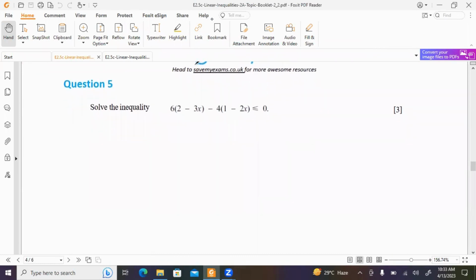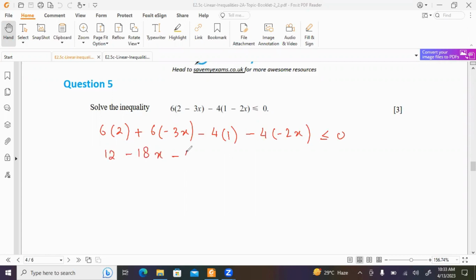For question 5, we're going to expand the brackets first and then solve it. So I'm going to multiply 6 with 2, 6 with -3x, -4 with 1, and -4 with -2x. That gives us 12 - 18x - 4 + 8x less than or equal to 0. Collect the like terms: -10x + 8. We take 8 to the right-hand side, so it becomes negative.